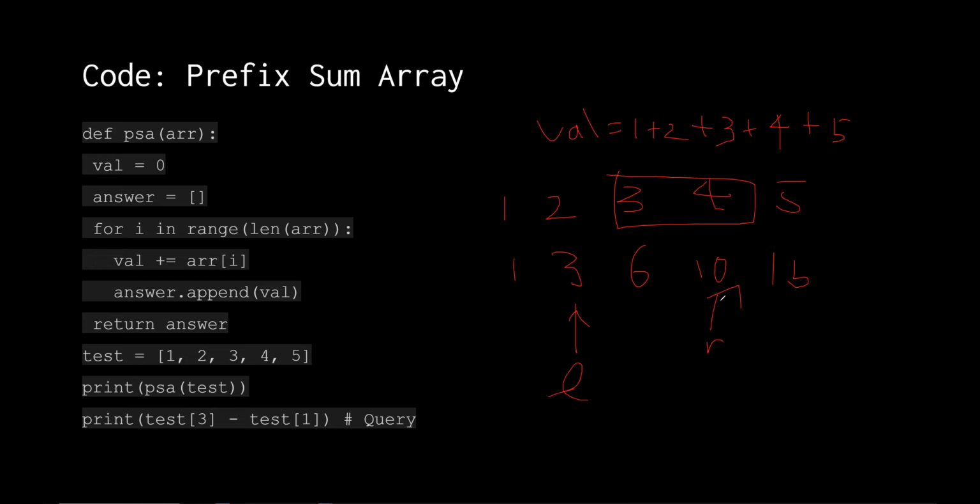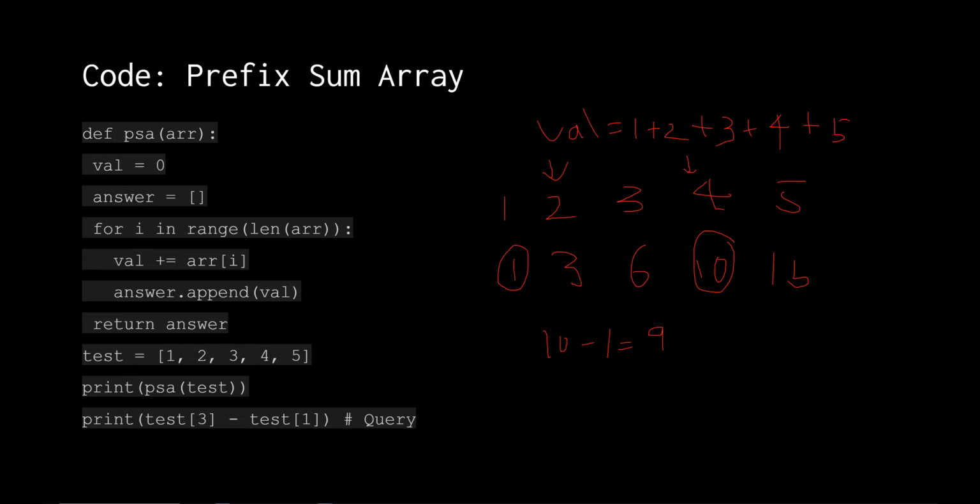When you take one value and subtract another, you get the sum of a certain number of values. So let's say I want to find the sum of 2 plus 3 plus 4. From here to here, I would take 10 and I would take 1 and subtract them. And 10 minus 1 equals 9.